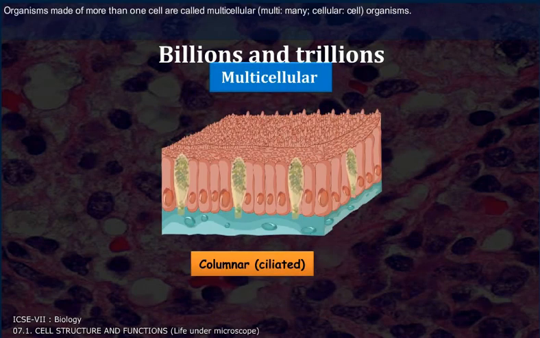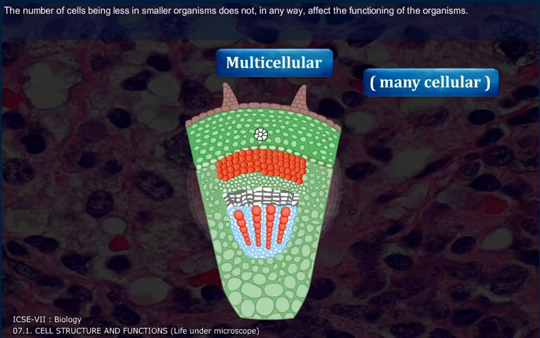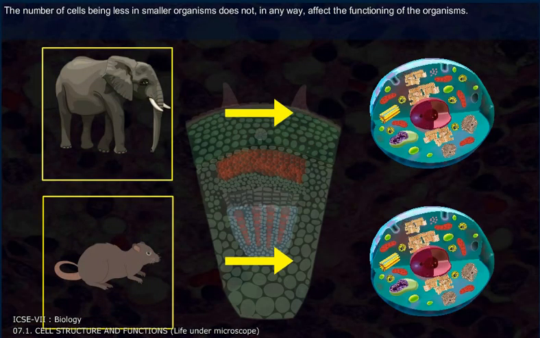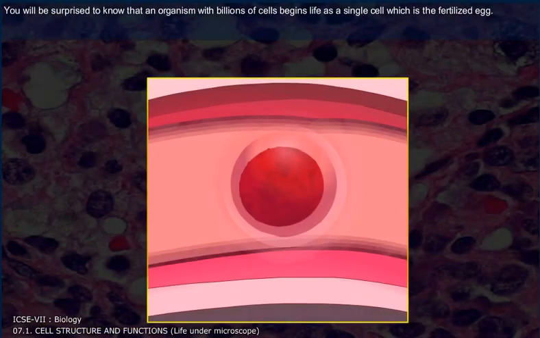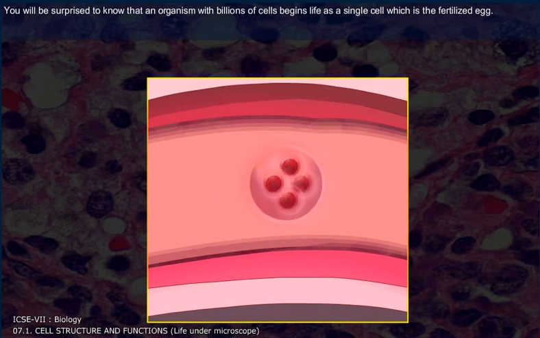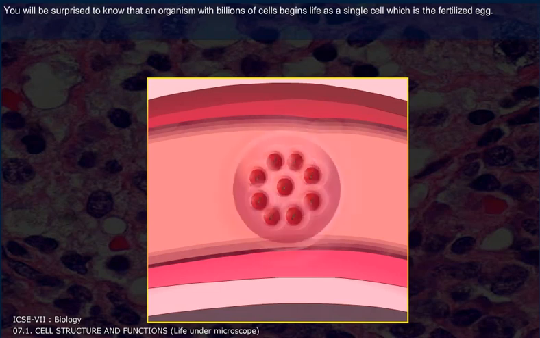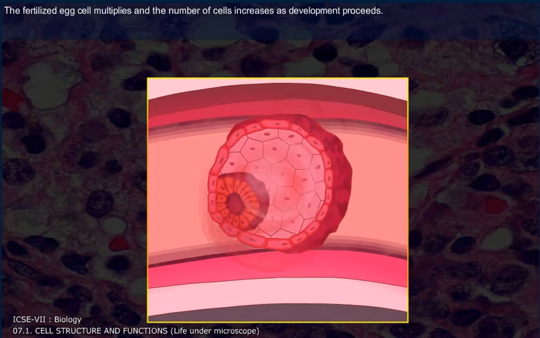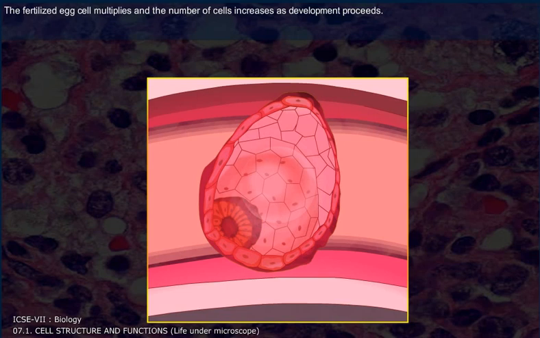Organisms made of more than one cell are called multicellular organisms. The number of cells being less in smaller organisms does not in any way affect the functioning of the organisms. You will be surprised to know that an organism with billions of cells begins life as a single cell, which is the fertilized egg. The fertilized egg cell multiplies and the number of cells increases as development proceeds.